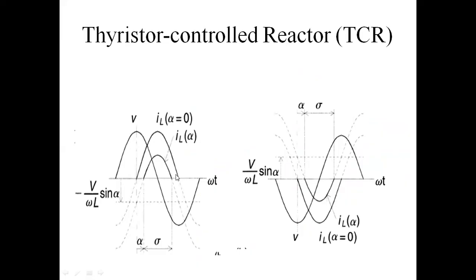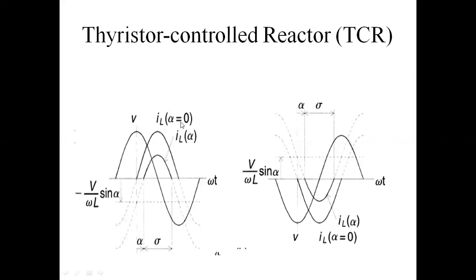Here the volt-second balancing formula is applicable, from here to here. For example, from 90 to 180 degrees the current increases, and again from 180 to 270 degrees the current decreases linearly. Here also is IL, the inductor current, with some delay angle alpha. Here alpha is the delay angle, and sigma is the conduction angle. In this delay angle, the current starts from here, increasing to here, then decreasing.